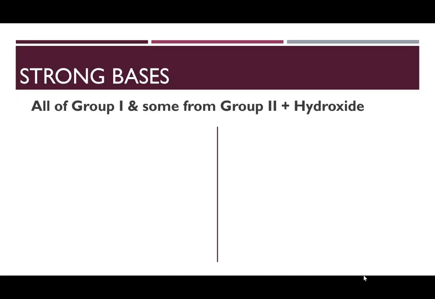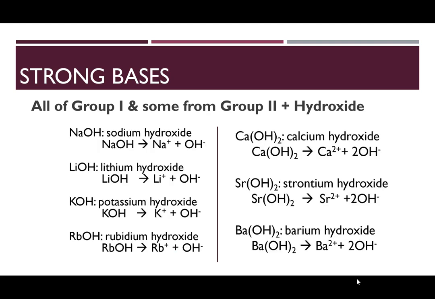So strong bases, not as easy to memorize. There's more on the list. But if you can memorize this general rule, you'll get it right most of the time. So all of the group 1 and some of the group 2 metals attached to hydroxide will make a strong base. So sodium, lithium, potassium, rubidium, just going straight down that group 1 metal list attached to hydroxide. And then group 2 metals, we'll see calcium, strontium, and barium are all strong bases as well.